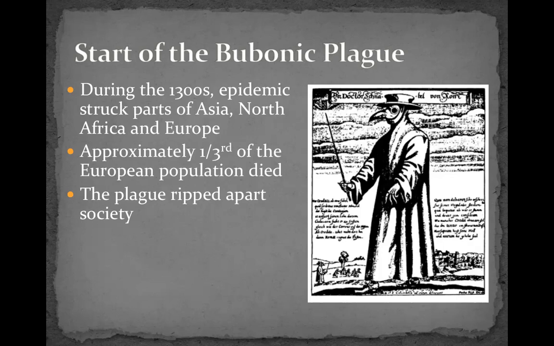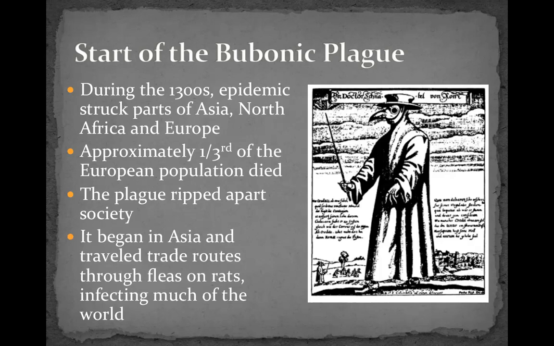One of the assignments that you are going to do over this week really focuses on the effects of the plague on society and how people reacted to it and the bad feelings that it tended to cause among different groups of people. The plague began in Asia. It traveled along trade routes. The fleas that were on the rats carried it around the world and infected much of the world as it did that, again, throughout parts of Asia, North Africa, and Europe, which at the time in the 1300s was where the largest part of the world's population lived.